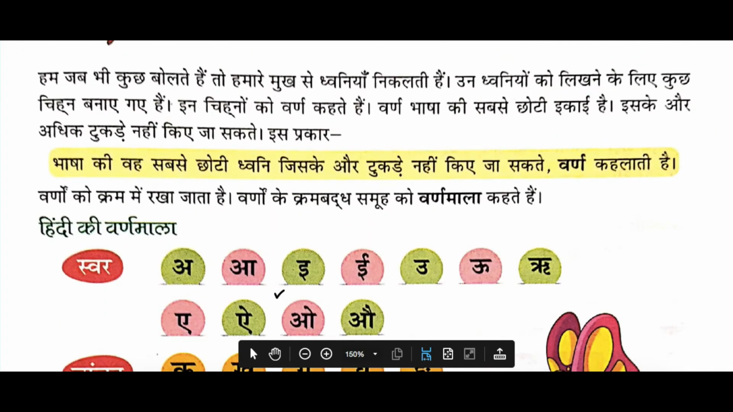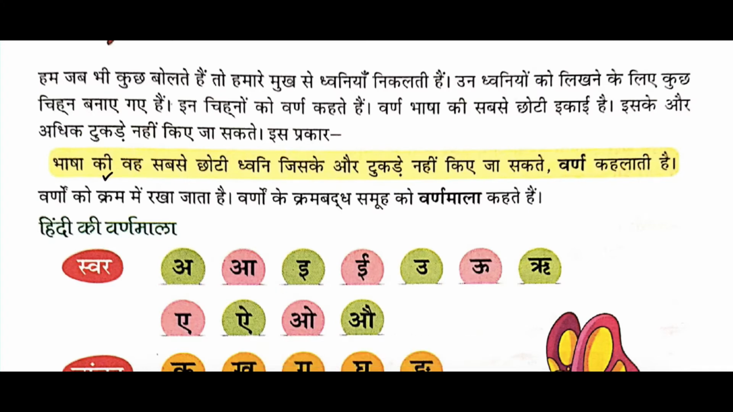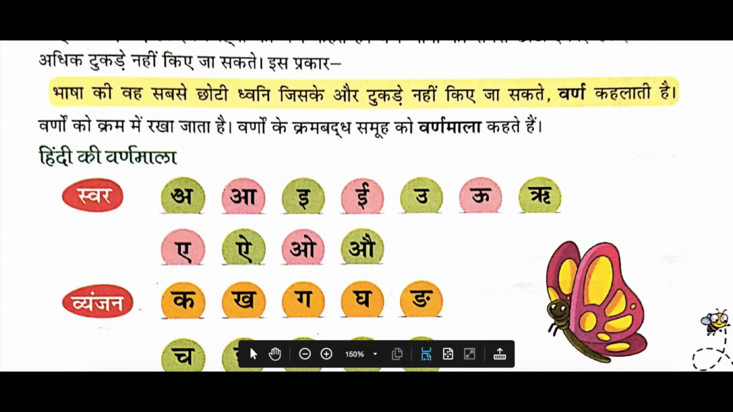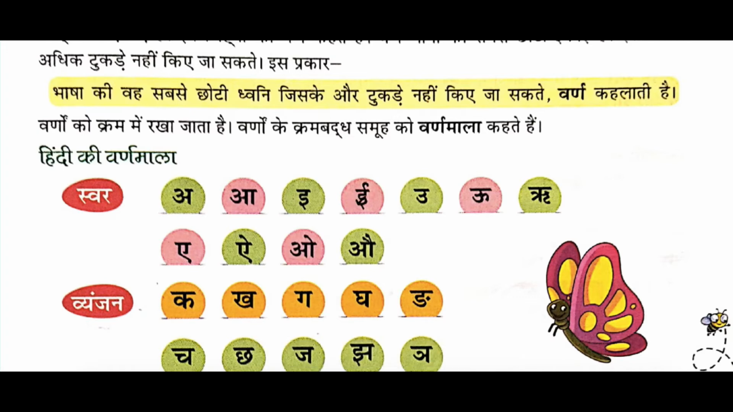वर्ण को क्रम में रखा जाता है. क्रम means sequence. वर्ण को क्रम में रखा जाता है, सीक्वेंस में रखा जाता है. वर्ण के क्रमबद्ध समूह को वर्णमाला कहते हैं. वर्ण के क्रमबद्ध means arranged in sequential order, this will be known as वर्णमाला. वर्णमाला: अ आ इ ई उ ऊ ऋ ए ऐ ओ औ.